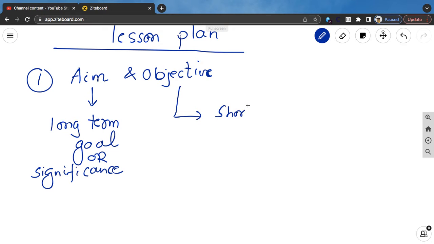Objective is a short-term goal. That means by the end of the class, what is it that I want to achieve? So achieve in 40 minutes. For example, I'll say by the end of 40 minutes, my students should know the definition of noun and the difference between proper noun and common noun. So that's what I want to do in 40 minutes.